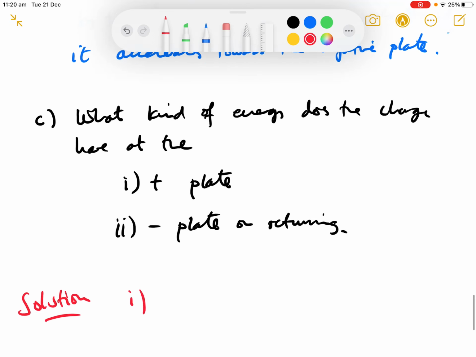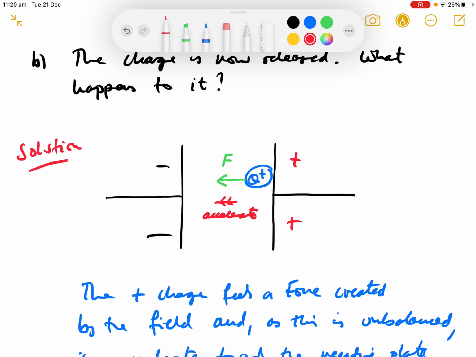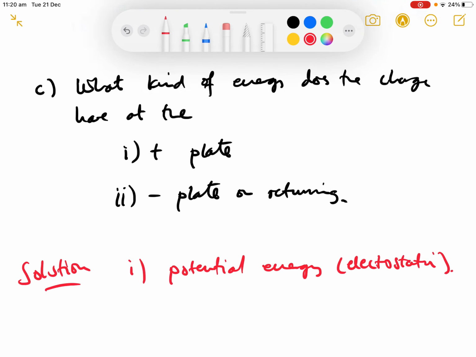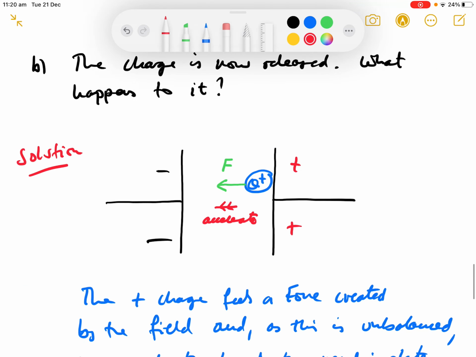Well, solution here. Well, when it's at the positive plate, you've put work into bringing it across there against the field, against its will, so to speak. That work that you've done doesn't just disappear, it has to be converted into some kind of energy, and it's converted into potential energy. Strictly speaking, electrostatic potential energy. It's a little bit like lifting a ball up in the air. You do work in lifting the ball up against gravity.